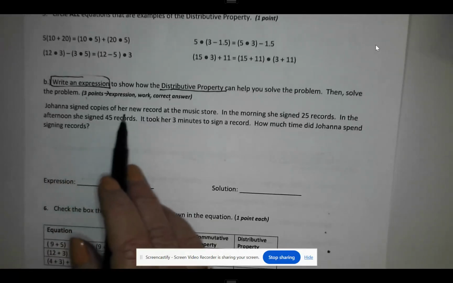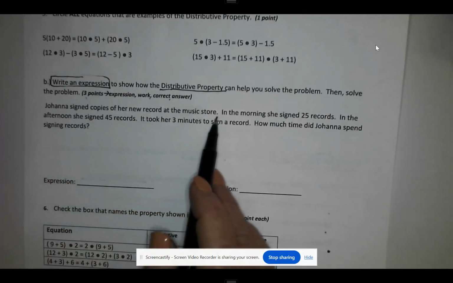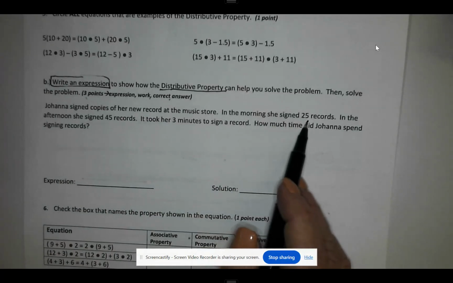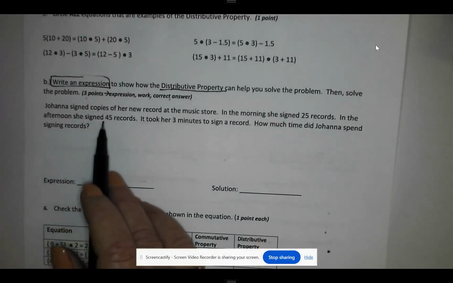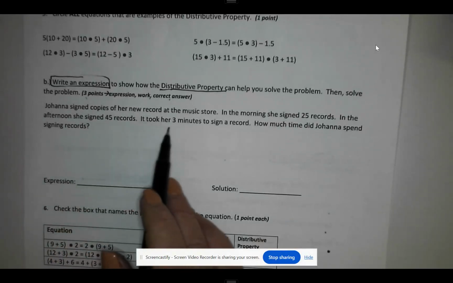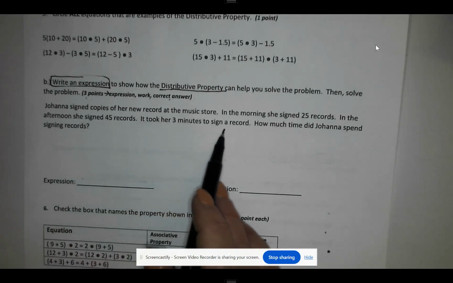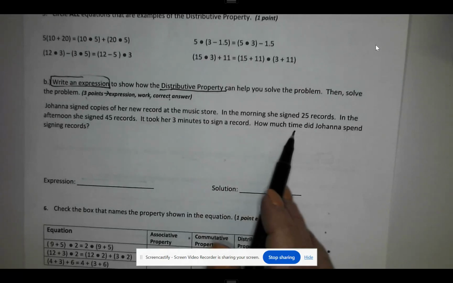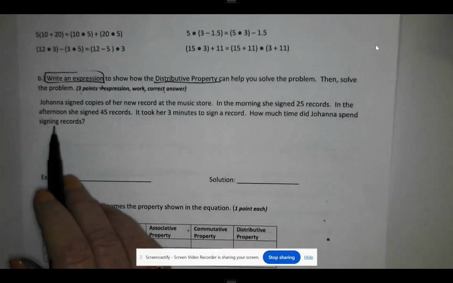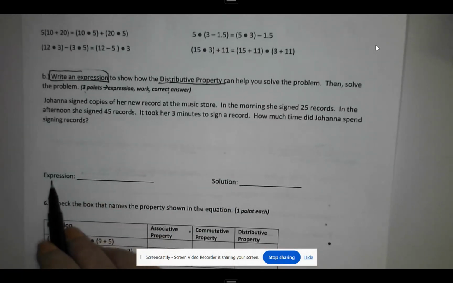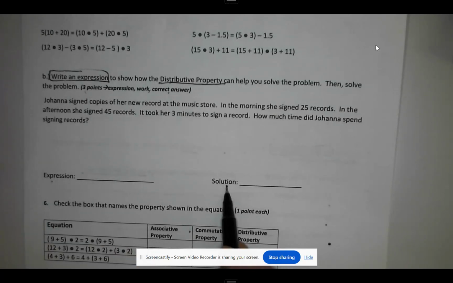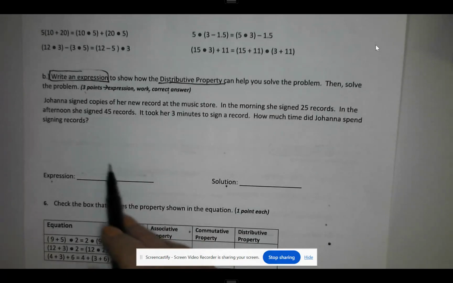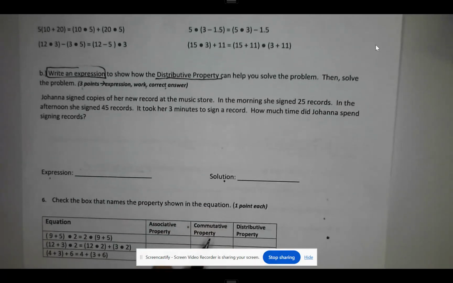Joanna signed copies of her new record at the music store. In the morning, she signed 25 records. In the afternoon, she signed 45 records. It took her 3 minutes to sign a record. How much time did Joanna spend signing records? Remember to write your expression using the distributive property. Your solution or your answer will go here, and your work needs to be here. Pause the video.